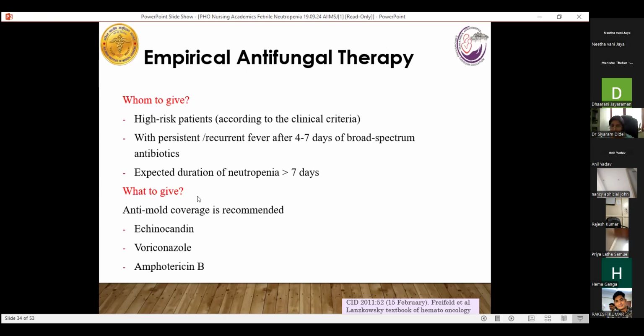And what antifungal should we give? Anti-mold coverage is recommended, in which we can give echinocandins, that is caspofungin, micafungin, voriconazole, or amphotericin B. Among antifungals, no particular antifungal has been considered superior to the others, but usually echinocandins are recommended as first-line antifungal therapy.